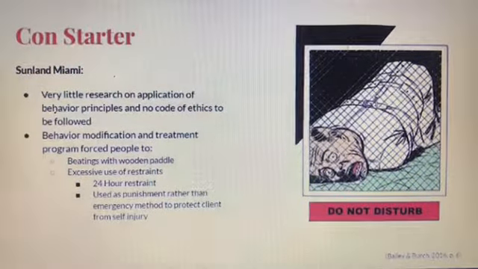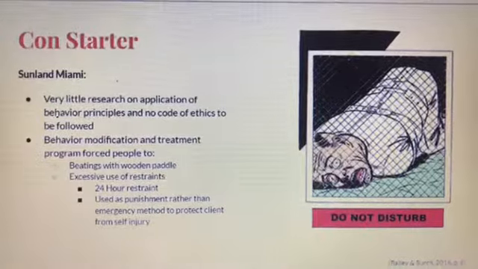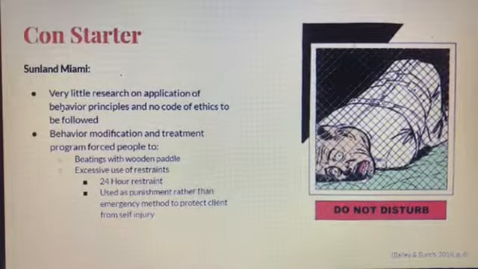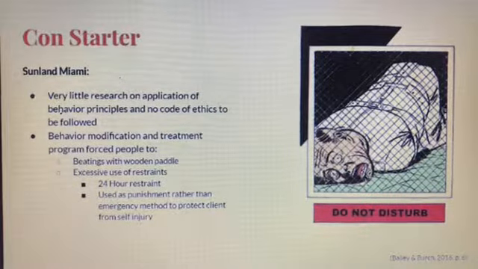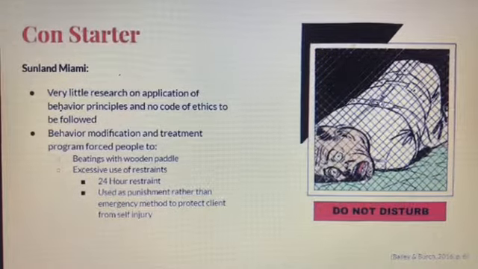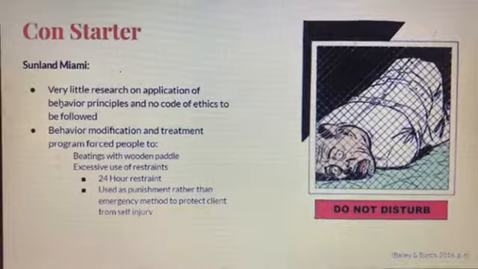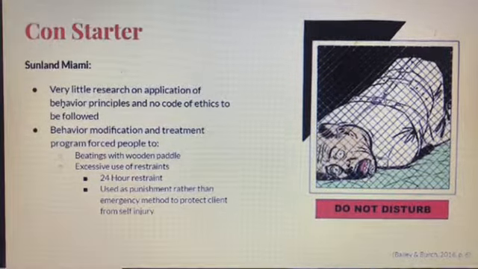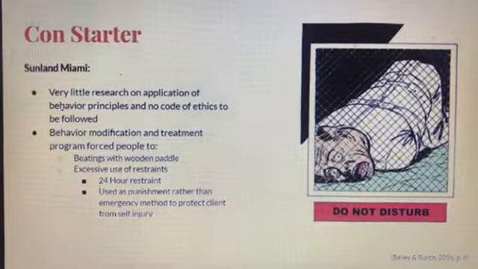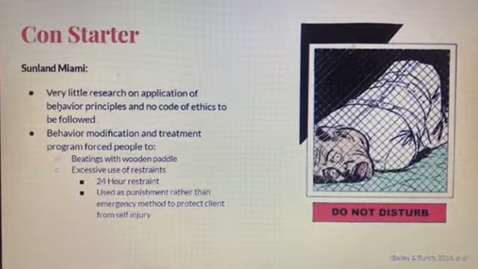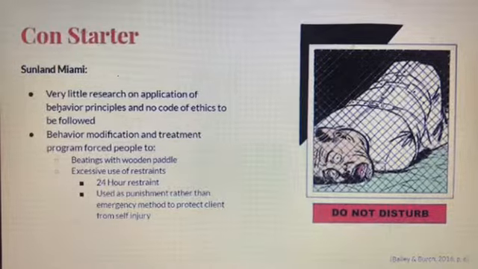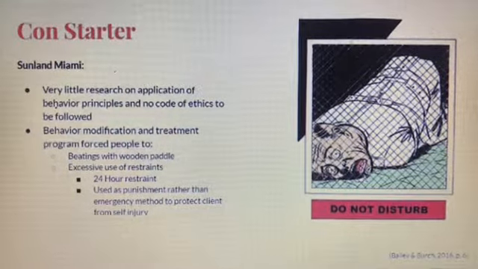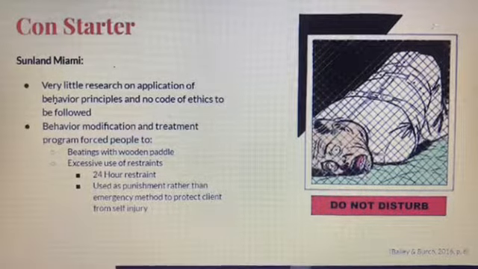As previously mentioned, punishment has made advancements. This was necessary because of the excessive misuse and overuse of punishment found in the Sunland Training Center in Miami, thus leading to behavior analysts and the Code of Ethics. The investigation of resident abuse showed that very little research on the application of behavior principles was followed, forcing people to be beaten with a wooden paddle and excessive use of restraints. One resident was held in a restraint for 24 hours, and restraints were used as punishment rather than an emergency method to protect the client from self-injury.